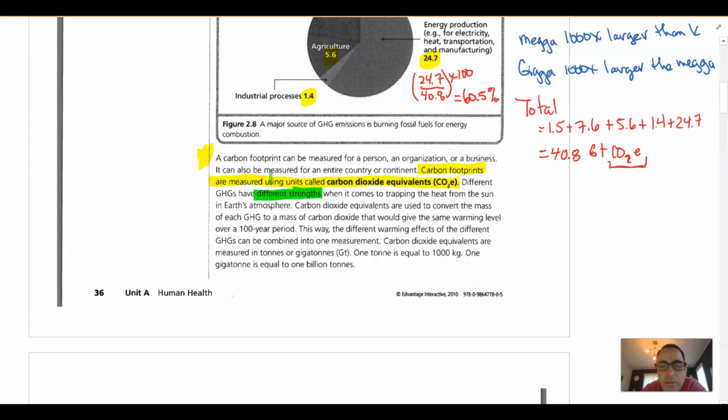Carbon dioxide equivalents are used to convert the mass of each greenhouse gas to a mass of carbon dioxide that would give the same warming level over a 100-year period. This way, different warming effects of the different greenhouse gases can be combined into the measurement. Carbon dioxide equivalents are measured in tons or gigatons. And like I said, 1 ton is equal to 1,000 kilograms. 1 gigaton is equal to 1 billion tons. Oh, crazy.